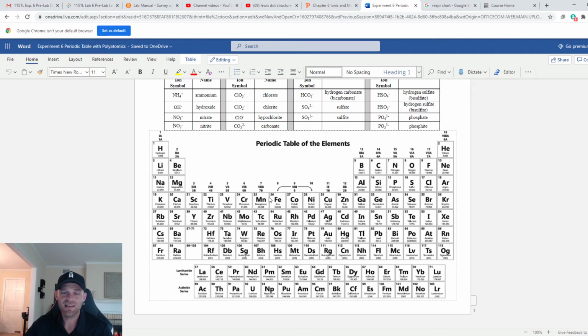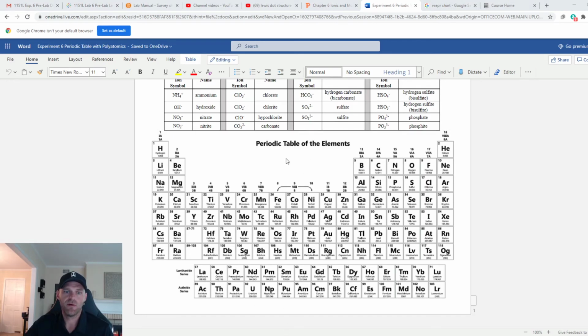Now this is not necessarily true for the metals, okay? You will need to be able to determine their valence electrons either by what they're connected to, or if it has a Roman numeral behind it, that tells you how many valence electrons it has, okay?